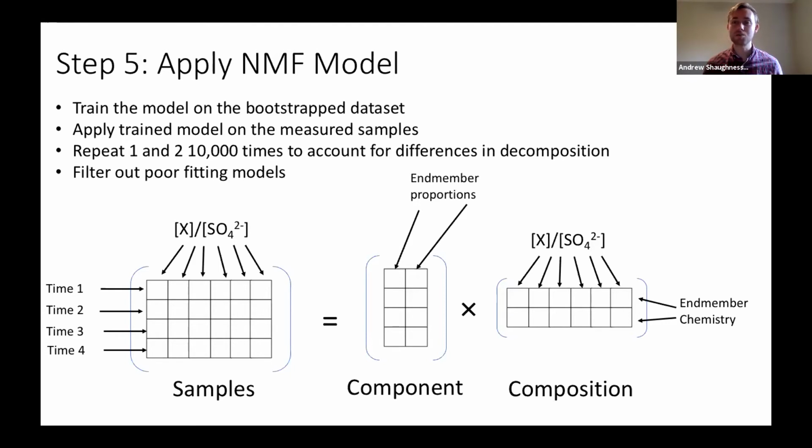And the reason why we do it so many iterations is that this is a non-unique solution, because you can imagine that dividing all the components by 2 and multiplying all of the end member chemistries by 2 will end up getting the same value. So again, we iterate so many times to be able to make a more robust decomposition because this is a non-unique solution.